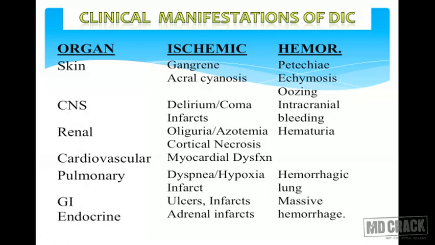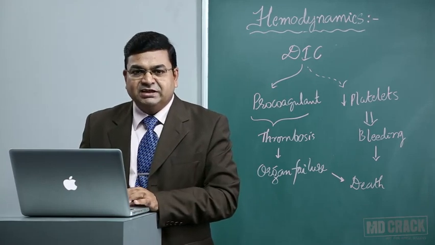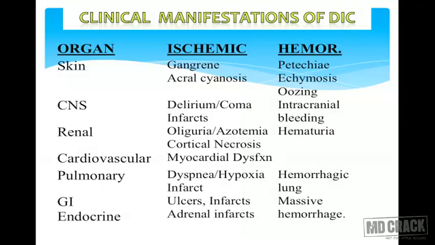In the CNS, central nervous system, the patient can become delirious or can even go into coma. It is all because of the presence of infarctions. The cerebral vessels can get infarcted, and there will be thrombosis resulting in seizures, and even coma can occur. There can even be severe intracranial hemorrhage because platelets can be consumed in huge quantity. In renal manifestation, the patient can have oliguria, azotemia, and even cortical necrosis. If there are hemorrhagic symptoms, the patient will have massive hematuria. So you have to examine his urine color.